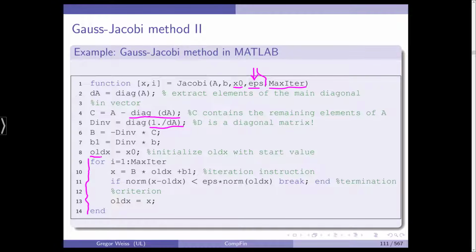And thus old x is initialized using x0, our starting value. And then for i being 1 to the maximum number of iterations, the iteration is x equals B times old x plus b1. So as you can see, this is just D inverted times C with a negative sign. And if the norm of x minus the previous solution is smaller than epsilon times the norm of old x, break, and then end. And if this is not fulfilled, then reinitialize the next vector into the previous vector, and we move on in the sequence of iterations.